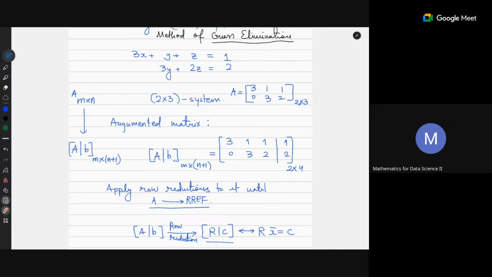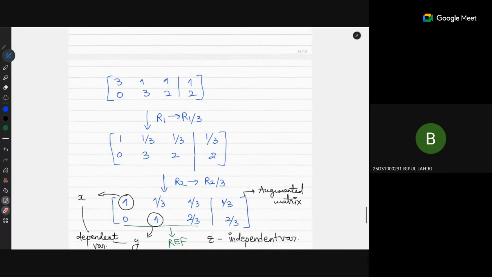Sir, in the augmented form, that 1 and 2, we are not considering it as a dependent or independent variable, right? No, they are not. They are the constant matrix. They are the constants.